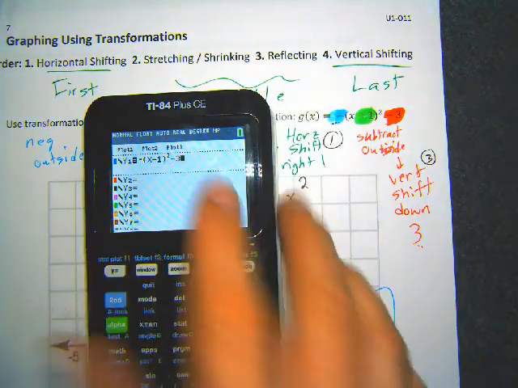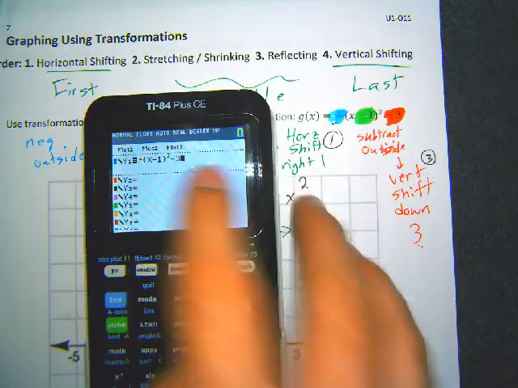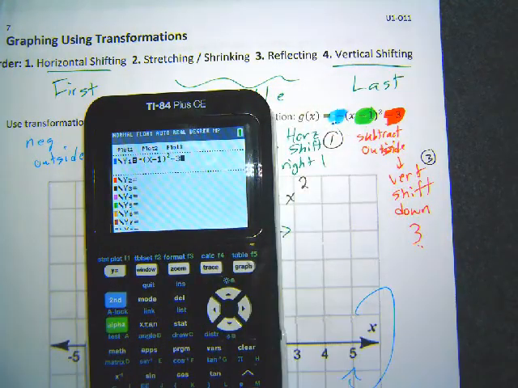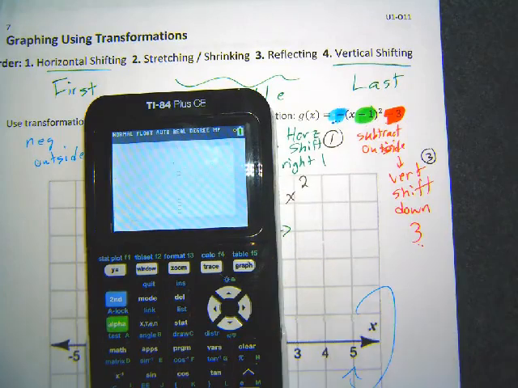Make sure if you use the power button that you get out of the power, if you do the minus 3, you don't want the minus 3 in the power. So mine's not, so you can see that. So once you've got it typed in, hit graph. It should look like what we got.